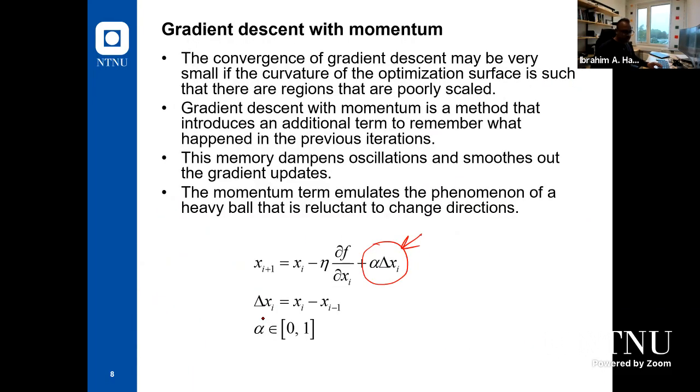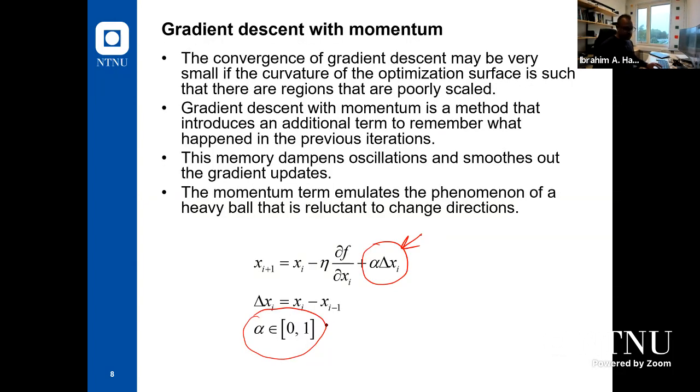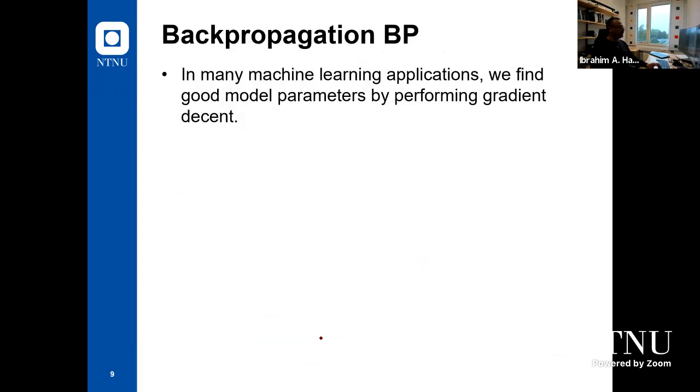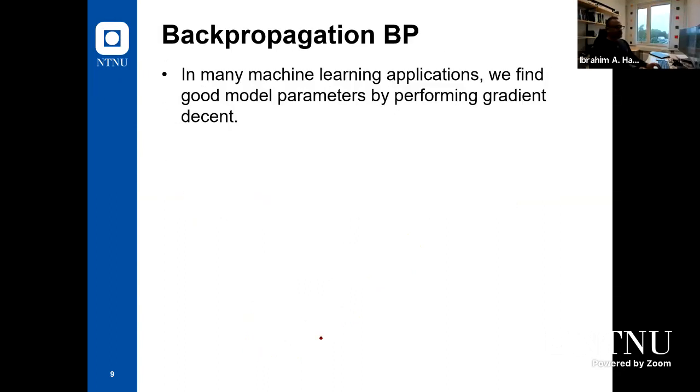The alpha, this momentum coefficient, is a number between 0 and 1. When it's 0, it means no momentum. When it's 1, it means we use full momentum. And this alpha value is also a hyperparameter. You select it maybe by trial and error, or you can use an optimization algorithm, for example grid search, to select a good value for alpha. So before starting back propagation, do you have any questions about this gradient descent? Any questions?